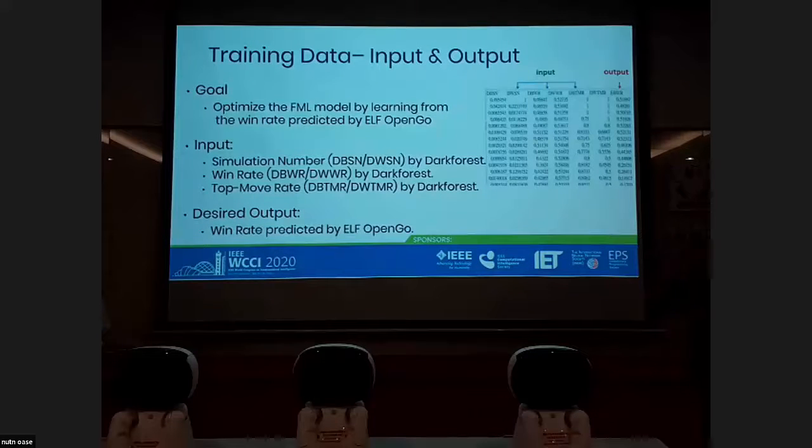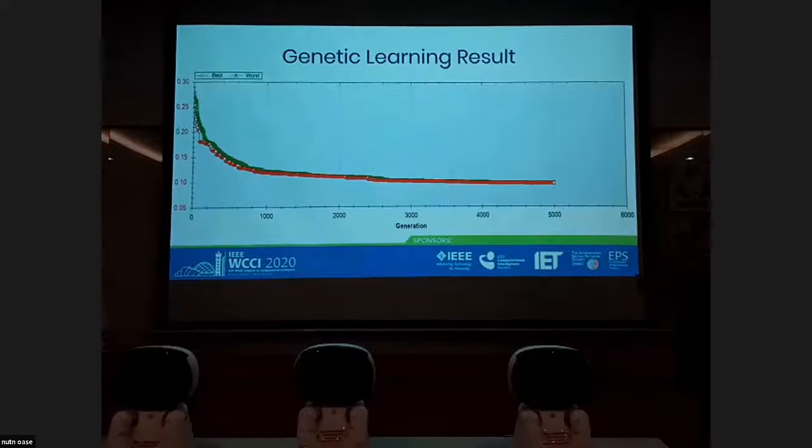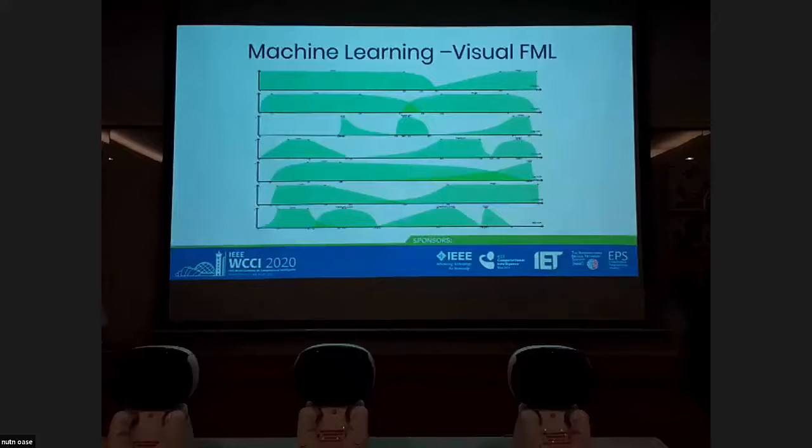For input and output, the goal is to optimize the FML model by learning from the win rate predicted by ELF OpenGo. And this is our input: SN, simulation number, like DBSN or DWSN, and WR, win rate, DBWR or DWWR by Dark Forest, and TMR, top move rate, DBTMR or DWTMR by Dark Forest. And this is our knowledge base diagram. And this is our genetic learning results. And this is the visual FML after our machine learning.